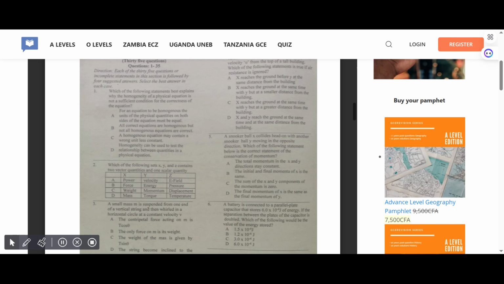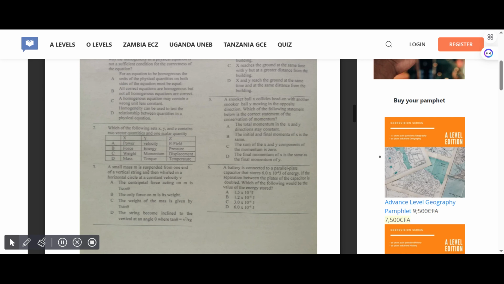Question 1. Which of the following statements best explains why the homogeneity of a physical equation is not a sufficient condition for the correctness of the equation? The correct answer for 1 is C: a homogeneous equation may contain a wrong unitless constant. Question 2. Which of the following sets X, Y, and Z contains two vector quantities and one scalar quantity? The correct answer is A.